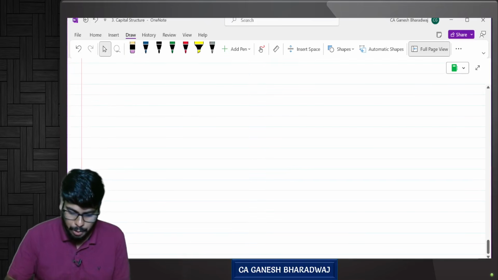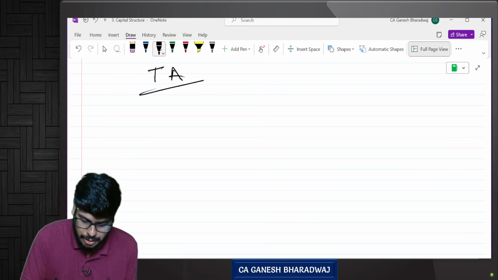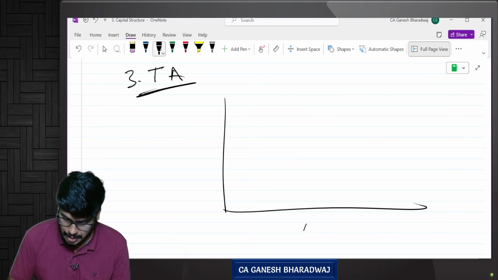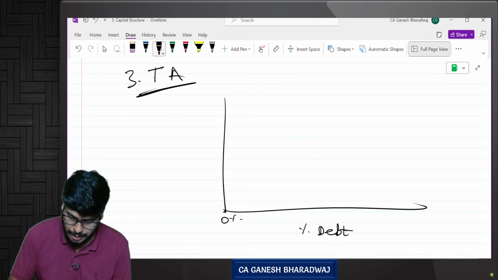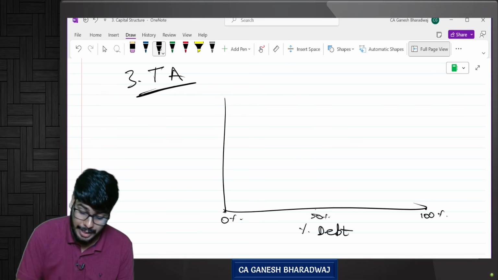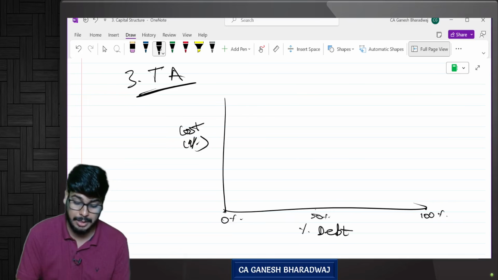So let me just put it here. This is the traditional approach. So now look at this. This is how the graph looks like. The percentage of debt in your capital structure. Let's say it's 0%, 50%, 100%. As I keep increasing the proportion of debt, and this is going to be a cost in terms of percentage, right? In terms of percentage.